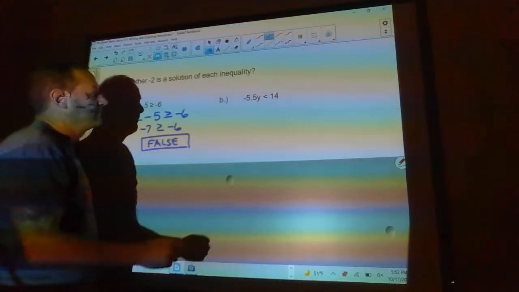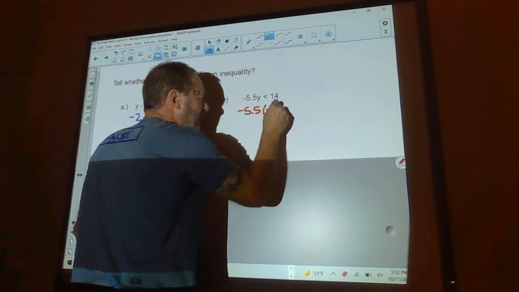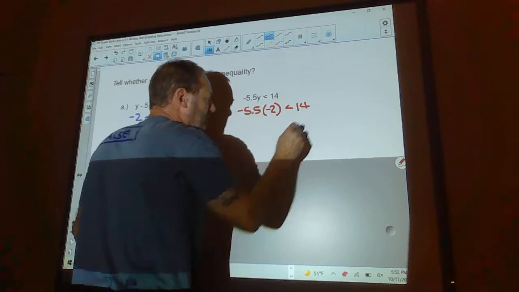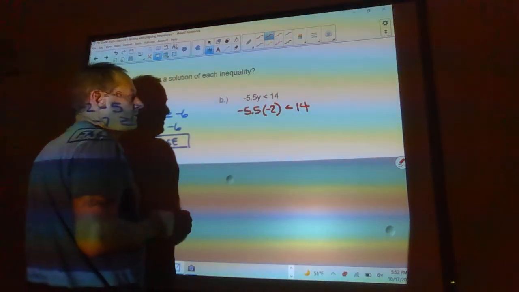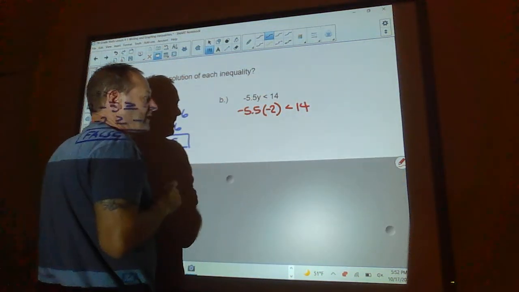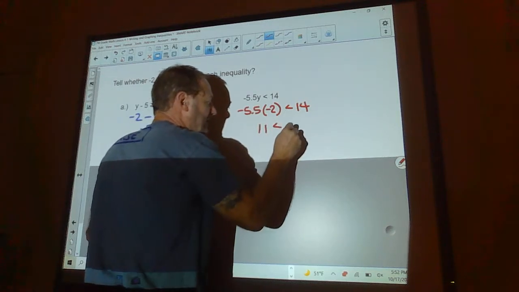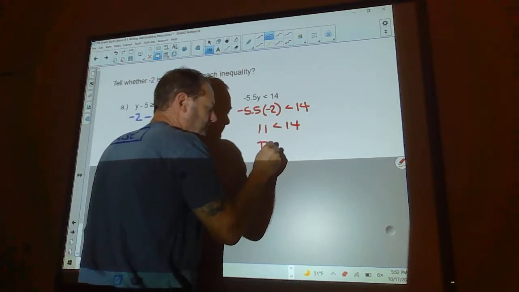Okay, let's plug in negative 2 here, so we get negative 5.5 times negative 2 should be less than 14. Okay, so let's see. This is going to be a positive, because a negative times a negative is a positive. That's going to be 11 is less than 14. This is true.